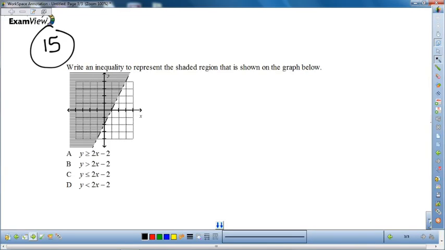For number 15, we want to know what the equation of the inequality is. So notice that all my equations are the same. So all they're really doing is testing you to see if you understand what is greater than, less than, dotted versus solid. So notice that it's a dashed line, so I know that there's going to be no line on the bottom. So the answer can't be A or C. And it's shaded on top of the line, so it's going to be greater than.